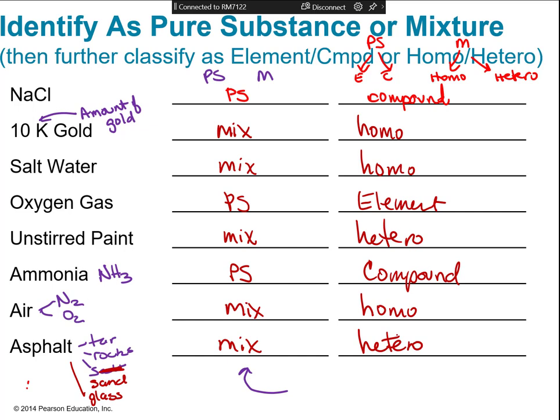So that's being able to identify pure substances. Remember, if you see it on the periodic table, then you know it's a pure substance and an element. If you see a formula with more than one element, then you know it's a pure substance and a compound. But pretty much everything else is a mixture, and you have to think: is it homogeneous or heterogeneous?